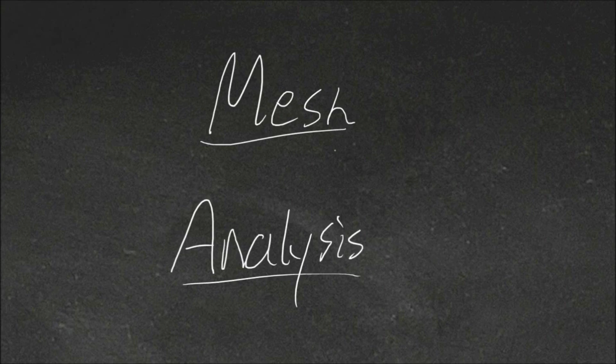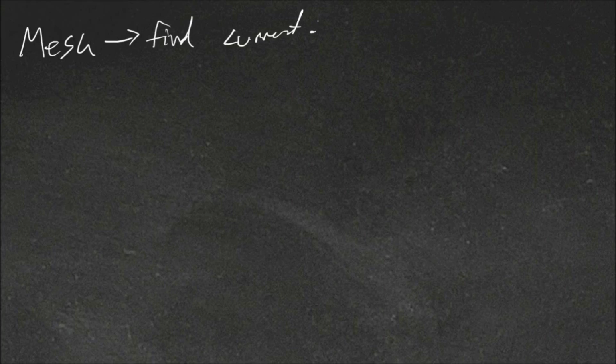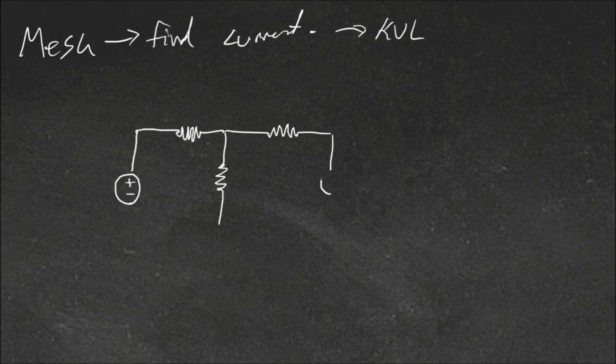Today we'll be using mesh analysis to analyze a circuit. So mesh analysis is generally used to find the current in a circuit, and it does this with the use of Kirchhoff's voltage law. So if we had a circuit where this is 9 volts, this is a 12 volt, and we've got resistors of 1 ohm, 2 ohm and 3 ohm.